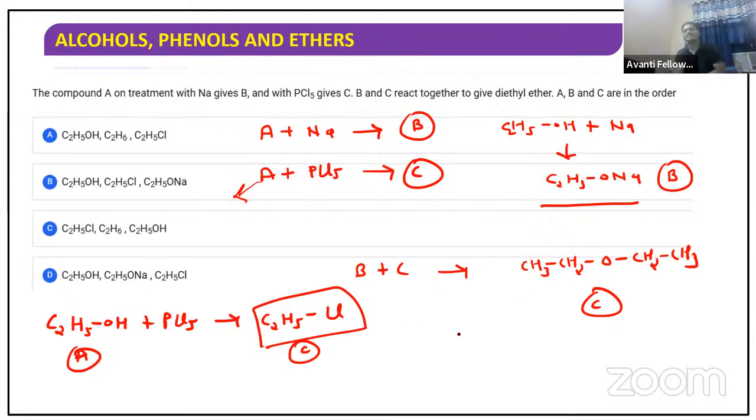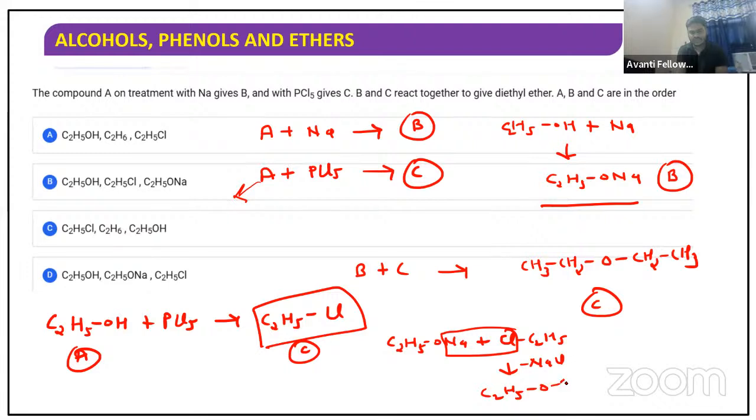How will they form it? This is a very simple reaction called Williamson synthesis. C2H5ONa, when treated with C2H5Cl, NaCl will be released, and C2H5OC2H5, diethyl ether, will be formed. So the formation of diethyl ether takes place. So option D is absolutely correct. Which option is correct, beta? D. I hope this is clear to everyone.